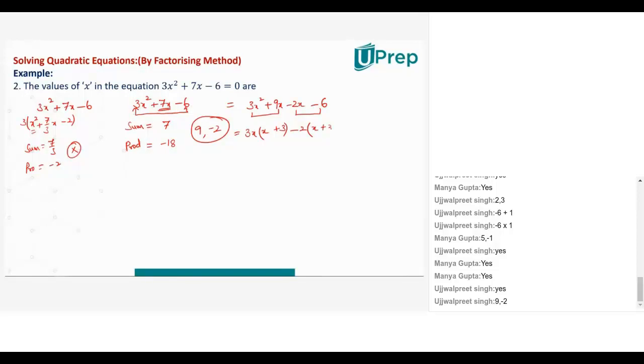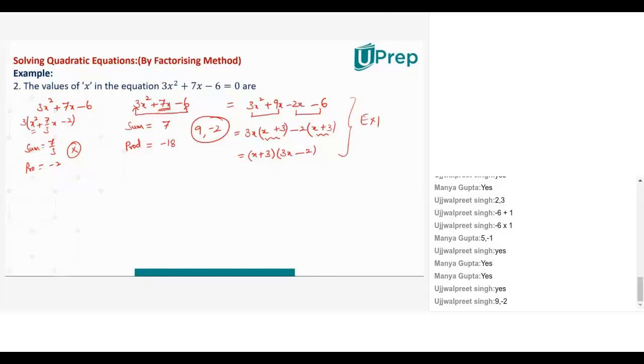Now if you observe, again I have x plus 3 as a common factor. When I take out x plus 3 common, what is left in the first term is 3x and in the second term is minus 2, right? So now 3x square plus 7x minus 6 is factorized as x plus 3 into 3x minus 2, isn't it? This is again the expression part.